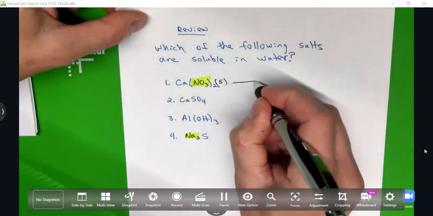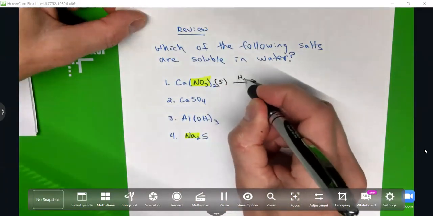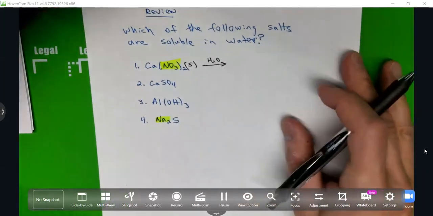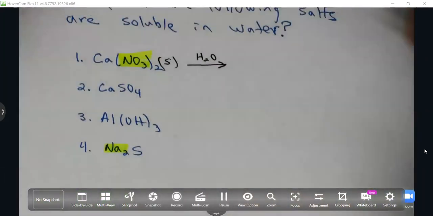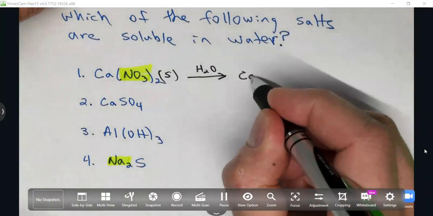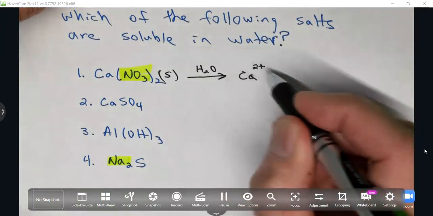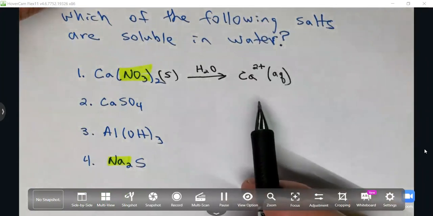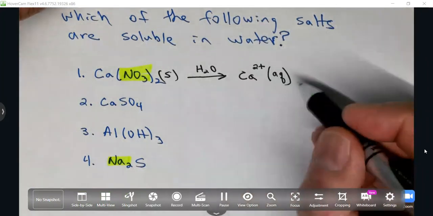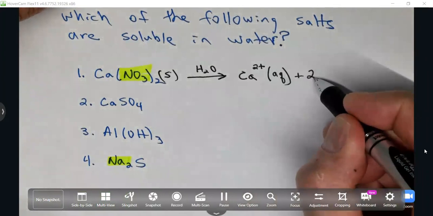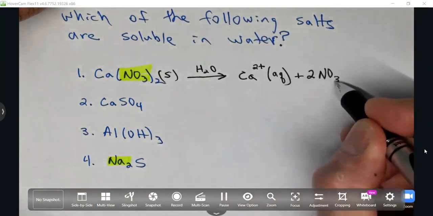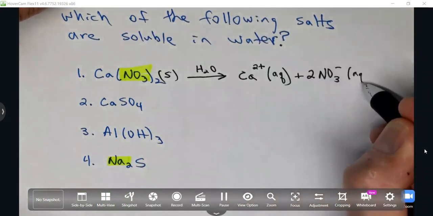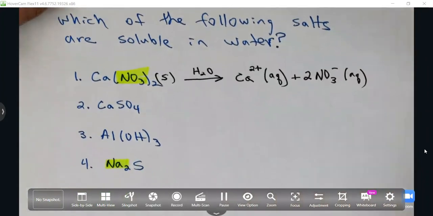Now, OWL is going to have you do this. Solid. I don't know if it puts H2O over this, but when this dissolves, we are going to get Ca2+ aqueous. That's the way OWL is going to want it, and you just click on the AQ. Then you are going to get 2 nitrates. So this is how OWL is going to want it.